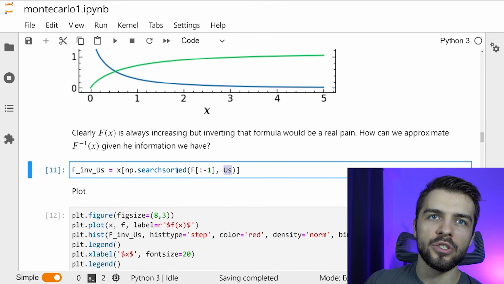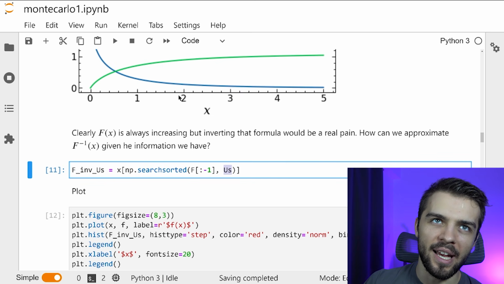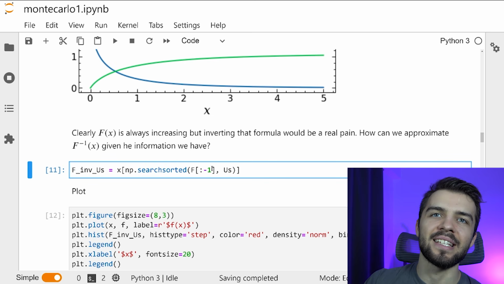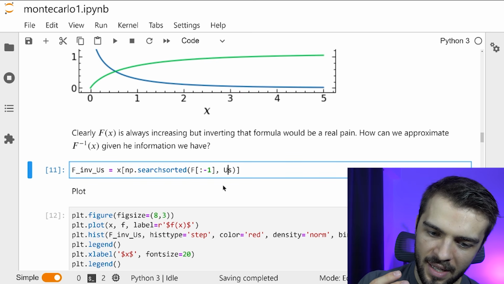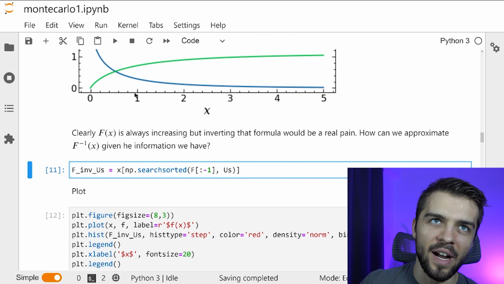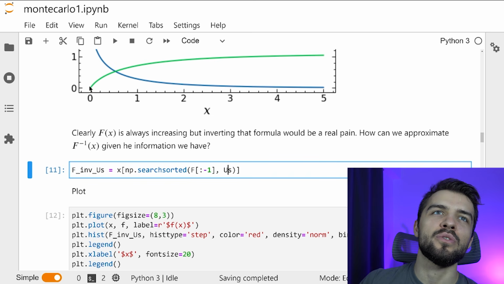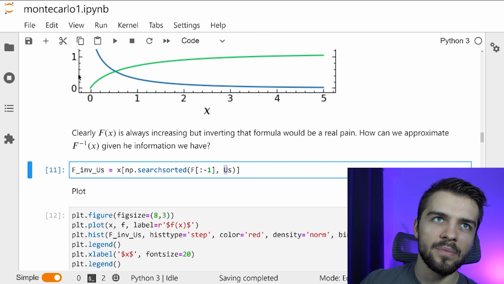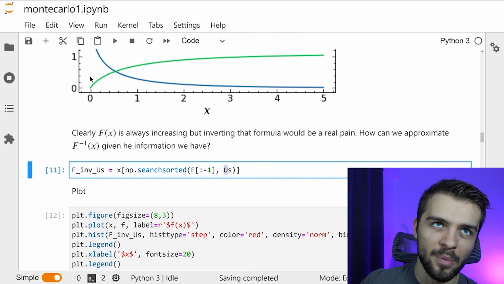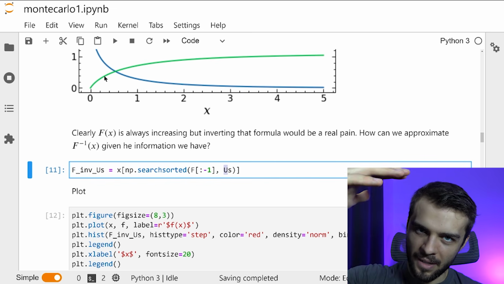What np.searchsorted will do is look at this array of f values, and give me the index, not the x value, but the index of this array, where the u's would fit in to keep this sorted. So it'll essentially find the index where, if I were to insert this value of u, maybe 0.2, into this array, given that this is always increasing, what would be the index I would have to insert it into to keep that array ordered?